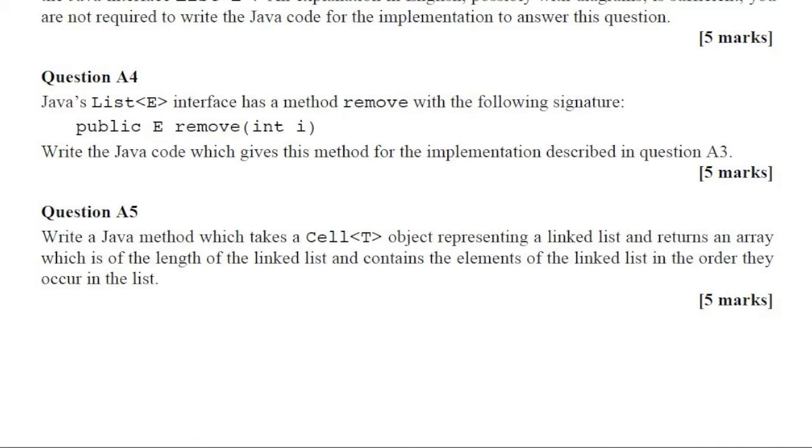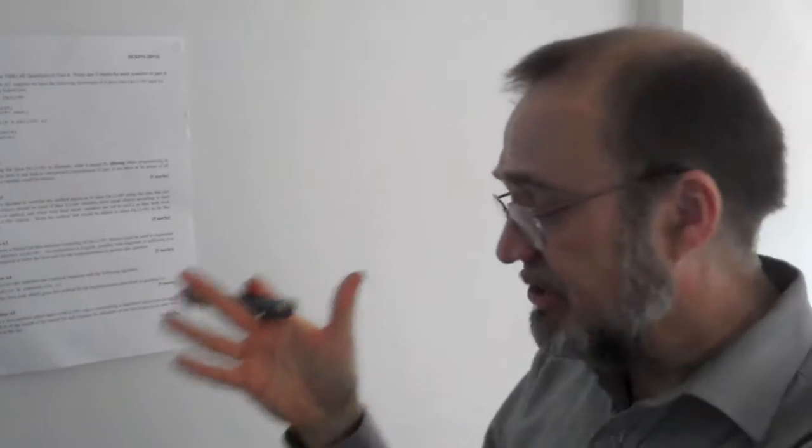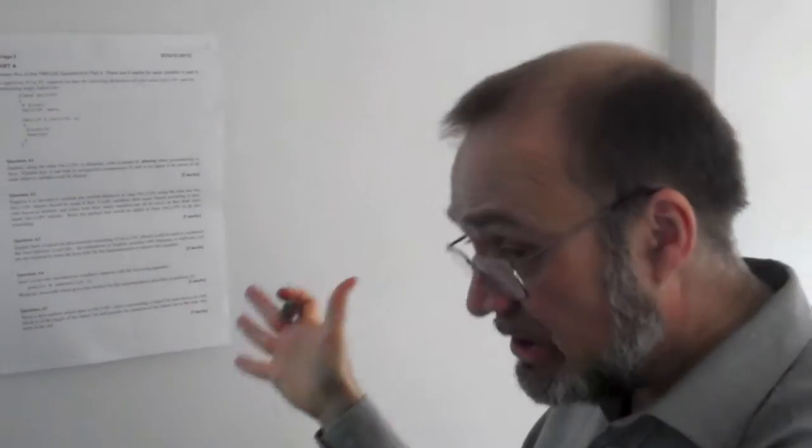Okay, now let's look at question A5. Write a Java method which takes a cell representing a linked list and returns an array of the length of a linked list containing the elements of a linked list in the order they occur in the list. Okay, now this is maybe a tricky problem. It's not a problem that is in the notes. You need to work out for yourself how to do it.